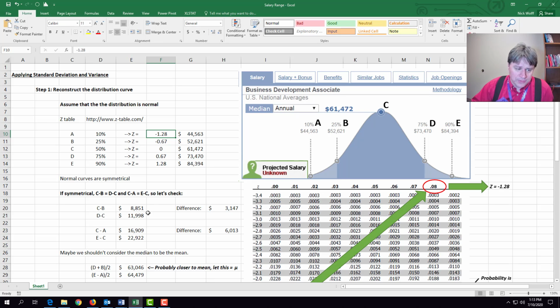Okay, so now we have a rough idea of z-scores. We're actually in the process of back calculating the normal distribution for the salary. Now, if this is a true normal distribution, it would be symmetrical, meaning that in this case C minus B would be equal to D minus C. Also, C minus A would be equal to E minus C. I've done that test, and if this was a perfectly symmetrical curve, both these numbers would have a difference of 0. And that's not the case here.